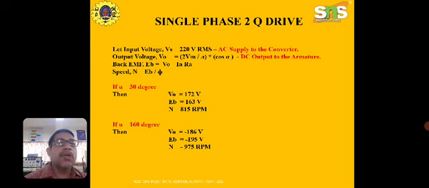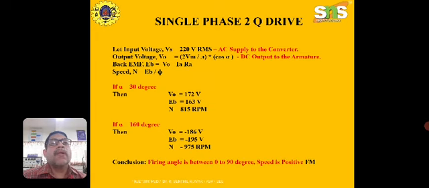Therefore, this is a two quadrant operation. The first quadrant is forward motoring, the speed is 815 RPM. And if the alpha is 90 to 180 degrees, then the speed is minus 975, which means that it is the fourth quadrant operation. Quadrants 1 and 4 come into picture. Two quadrant operation is there. Speed is forward motoring when alpha is below 90 degrees and speed is reverse motoring when alpha is more than 90 and lesser than 180 degrees.